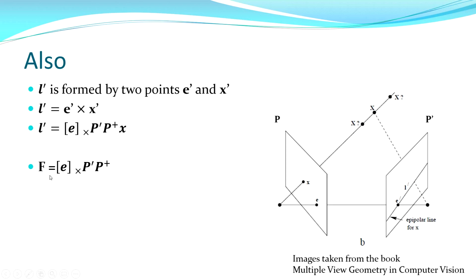So like this we have understood what the fundamental matrix is. It is just the mapping or relation between a point in an image and its corresponding epipolar line in the other image, and what its equation is and how it is derived. So we have seen that. So that's all for now.